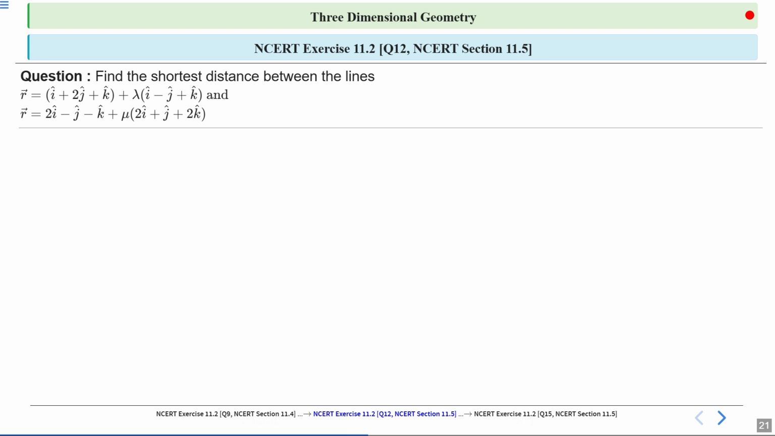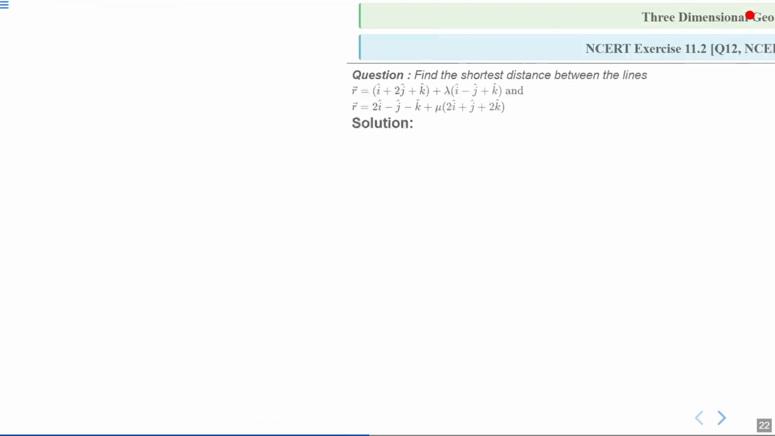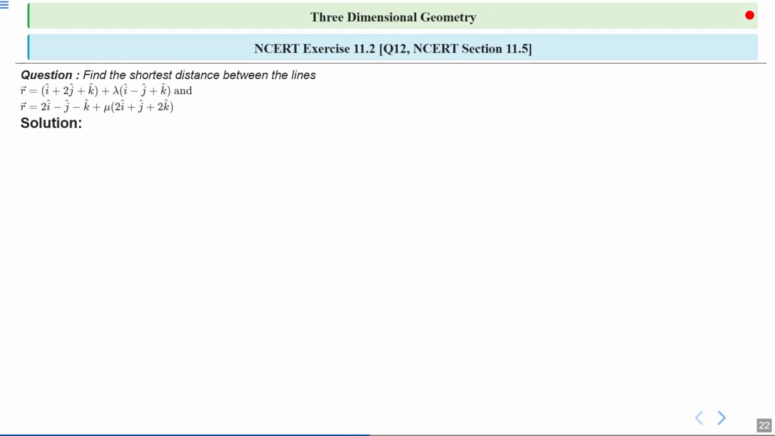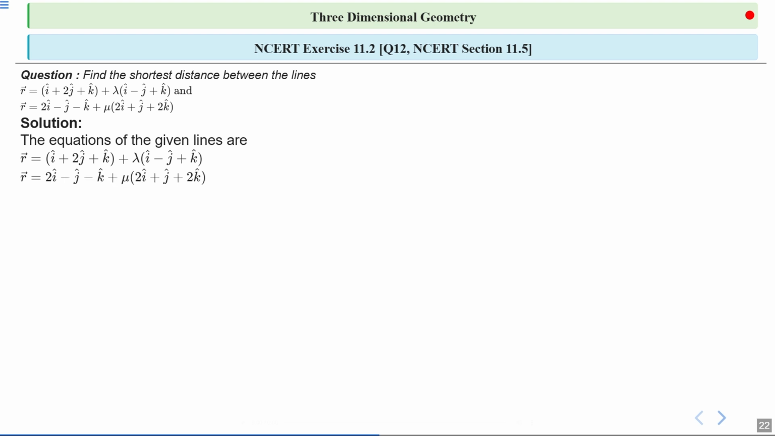Got it? So let's see how we can solve this. Let's start the solution. The equations of the given lines are basically r vector is equal to i cap plus 2 j cap plus k cap plus lambda times i cap minus j cap plus k cap. And the second line is r vector is equal to 2 i cap minus j cap minus k cap plus mu times 2 i cap plus j cap plus 2 k cap, right?